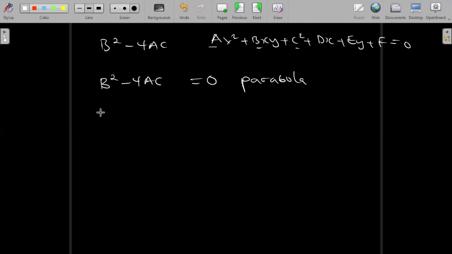Then if I work this out and the value that I get is less than 0, a negative value like -1, then you know this is going to give you an ellipse or a circle. So the equation you're given is either of an ellipse or of a circle.